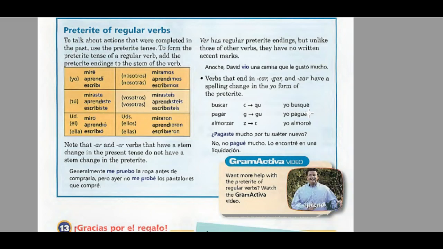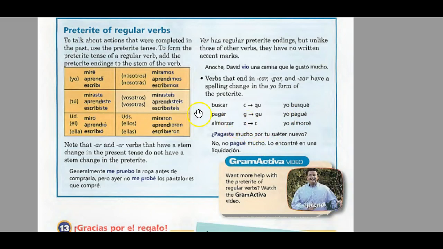So when you need that for the C, it changed to a QU. So yo busqué, it sounds the same. Buscar, yo busqué. There's no change in the sound, but there's a change in the spelling to compensate, because a CE in Spanish would be pronounced se. The C would take on an S sound. So it changes to a QU. And that's the only reason. There's no change in pronunciation.